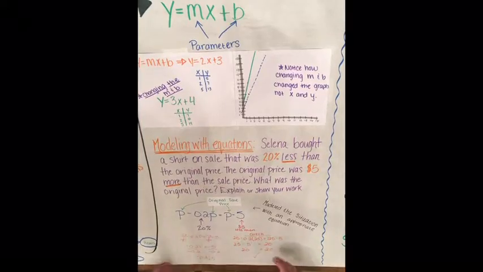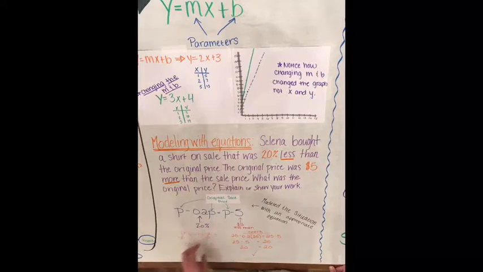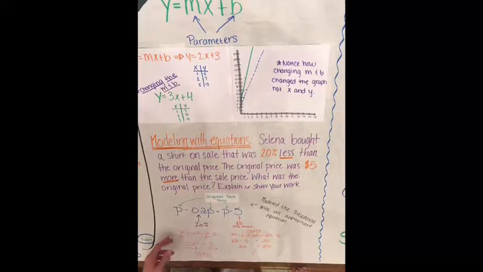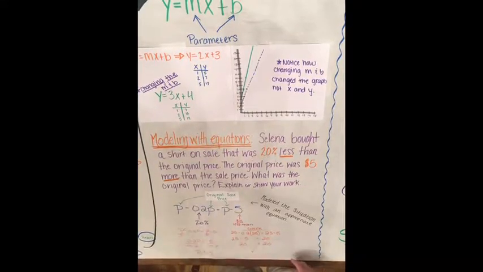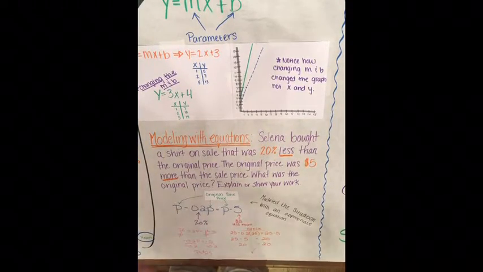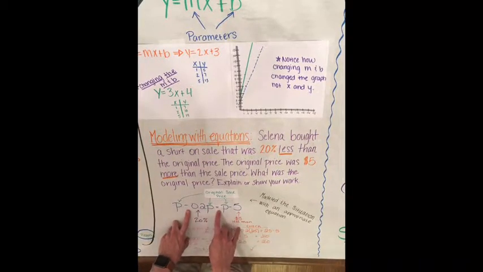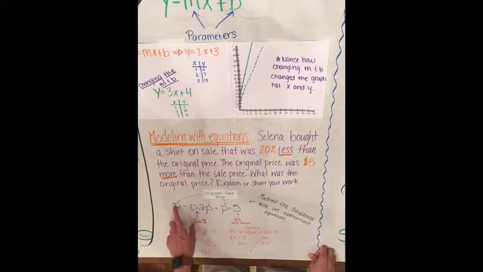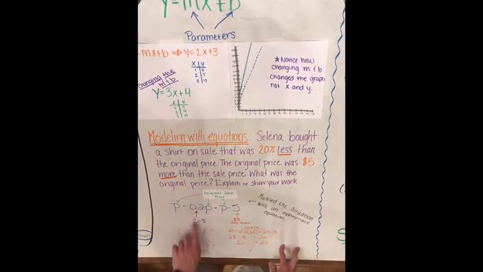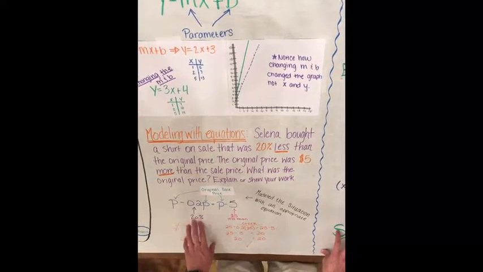So we have a problem here, and it says Selena bought a shirt on sale that was 20% less than the original price. The original price was $5 more than the sale price. What was the original price? Explain or show your work. Students would be able to deduce an equation such as this one right here, p minus 0.2p equals p minus 5. P would stand for the original price, and they already know, based on all their math in the past couple of years in elementary and middle school, that we have a percentage.